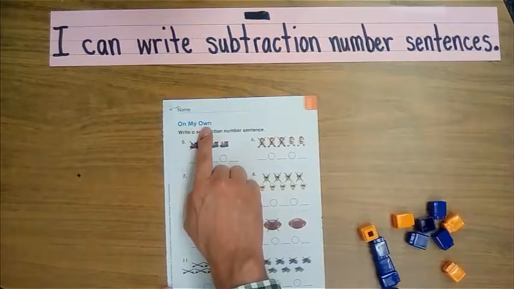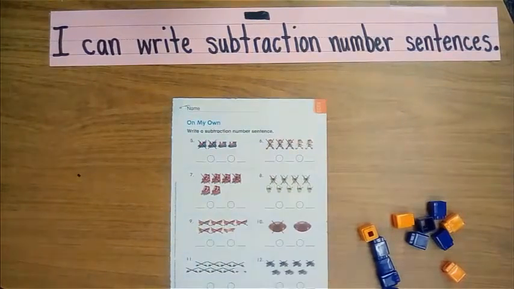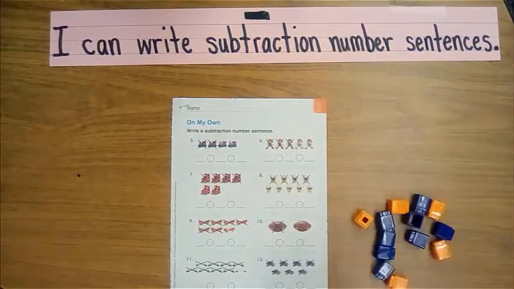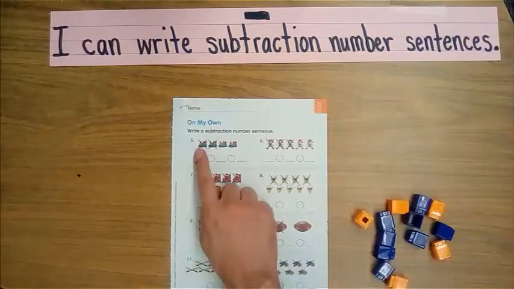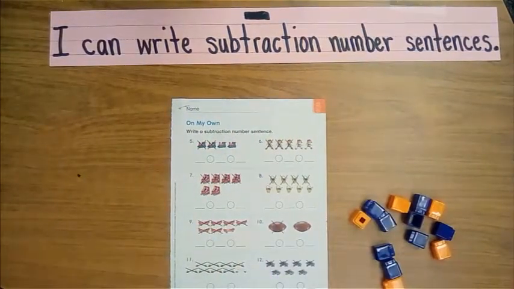This is the on my own page. So it says, write a subtraction number sentence. So use the strategies that we just used. Either you could use your blocks, or you could just use the pictures, or you could use both, and write subtraction minus sentences. Pause the video, do this on your own, and then come back when you're ready for the answers.